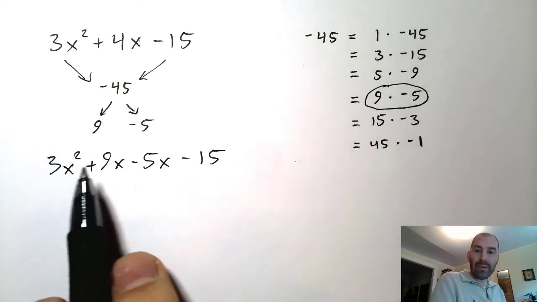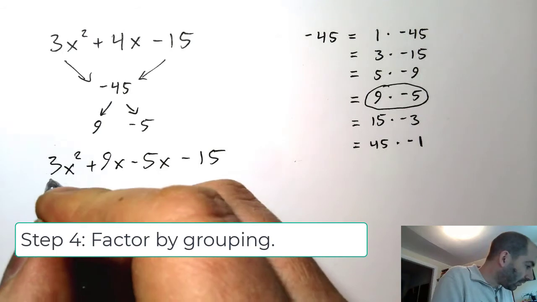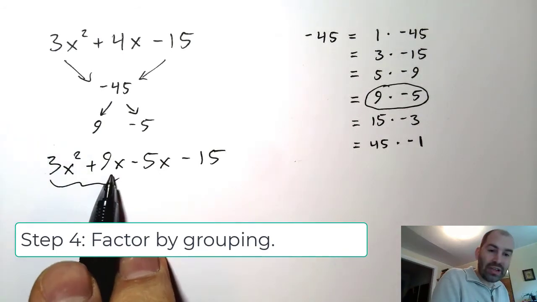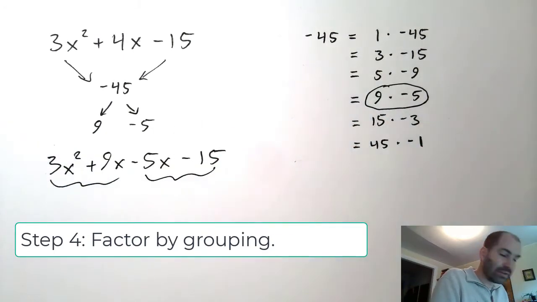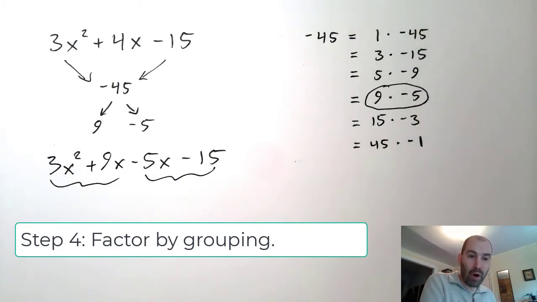Okay, so now I'm going to factor by grouping. So I'm going to look at the first two terms and pull out the GCF. And I'm going to look at the second two terms and pull out the GCF. So at this point, I'd like you to pause the video, do this step on your own, and then unpause it, and we'll check our work together.